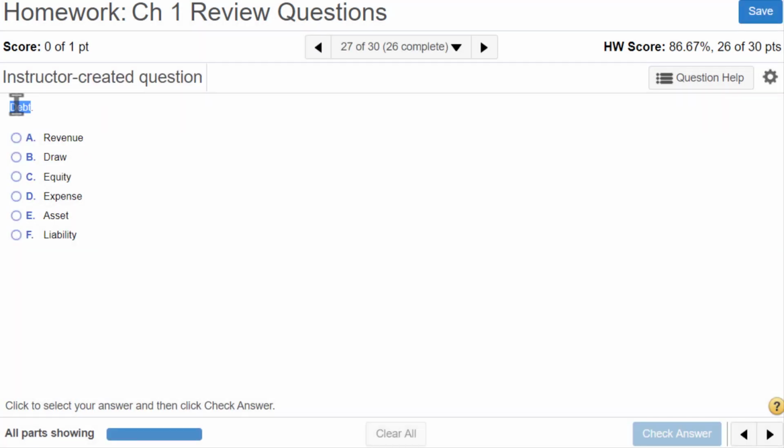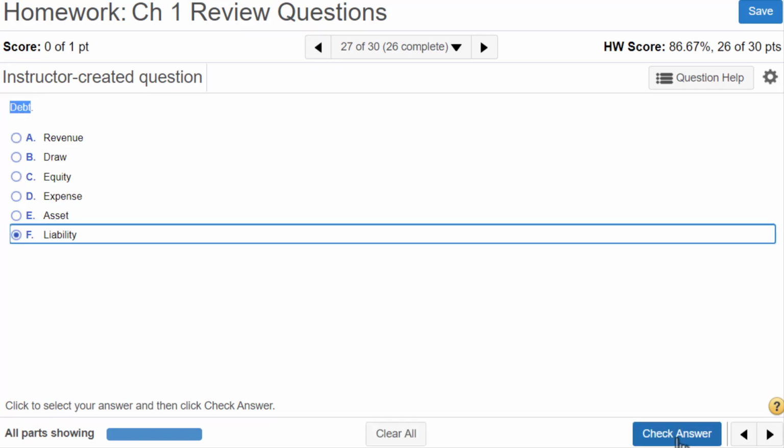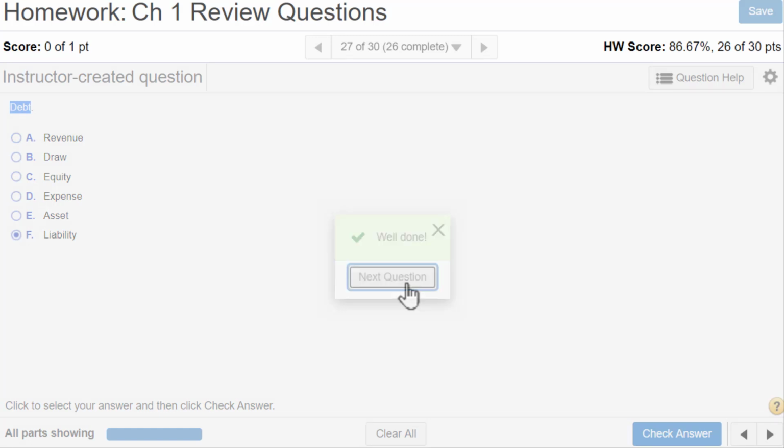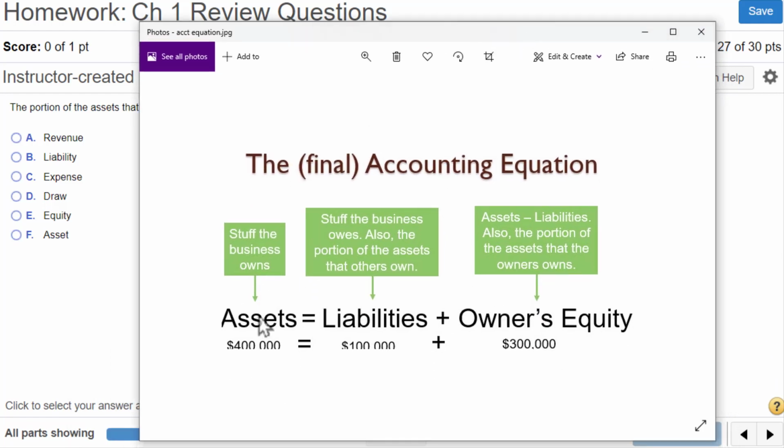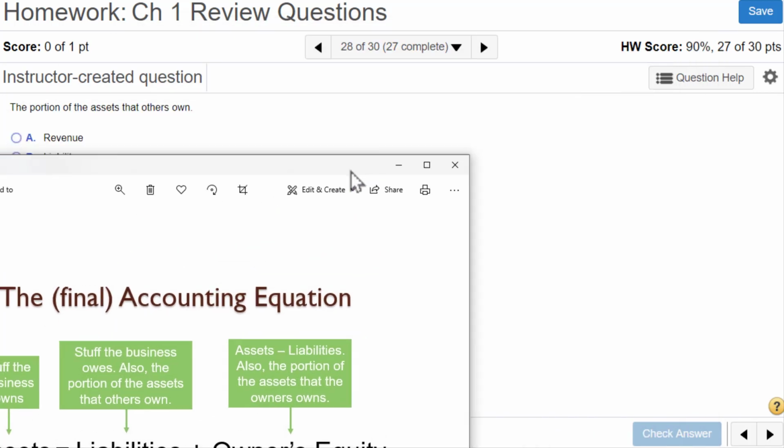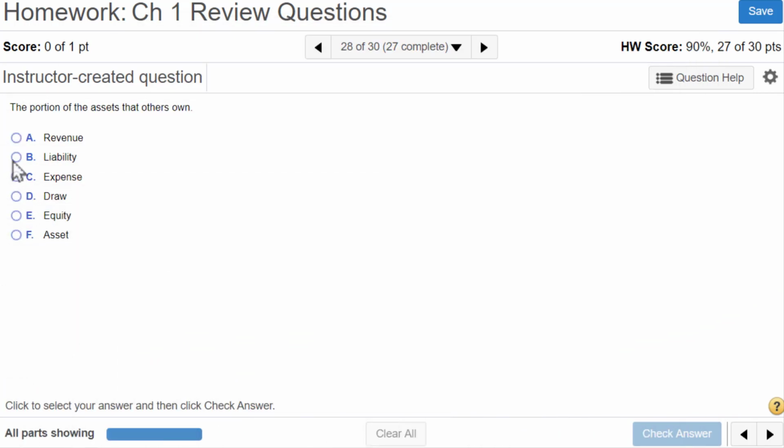Debt. I hope everyone gets this one right. Debt is just another way of saying liability. Something you owe. Debt is bad for the most part. The portion of the assets that others own. So this company has $400,000 of assets. How much do others own, like the bank? $100,000. I'm not sure why my numbers got chopped off here. Sorry about that. So liability is another way of saying the portion of the assets that others own.